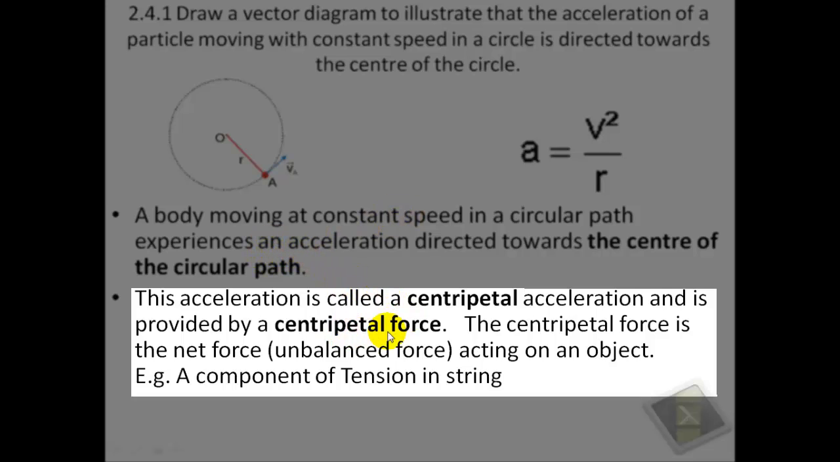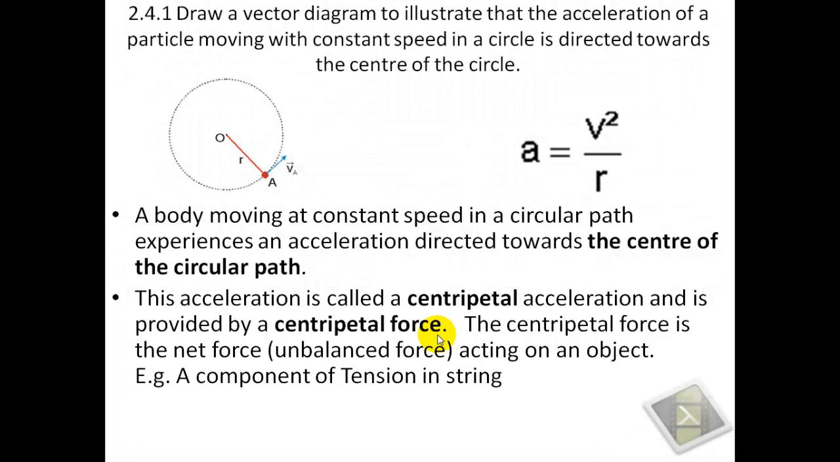Now, the centripetal force is not a force in its own right. It's not like reaction or weight or any other force that we're able to label. It's an unbalanced force. So when you've considered all these other forces such as weight, reaction, friction and so on, the sum of these forces, if the force acts at right angles to the motion of an object, then it will make it travel in a circle, and therefore it will be called a centripetal force. For example, the component of tension in a string that we can look at.